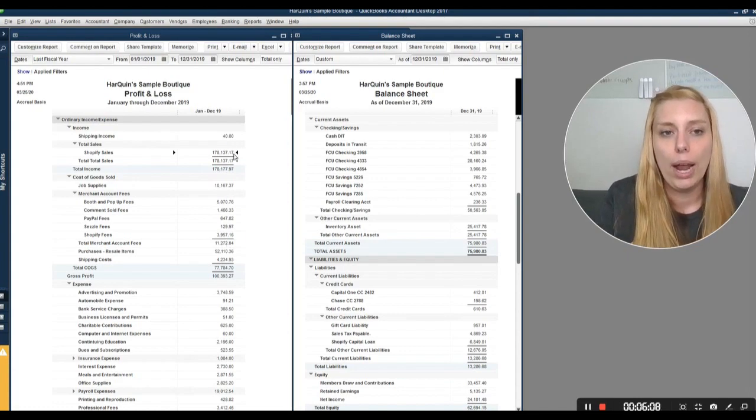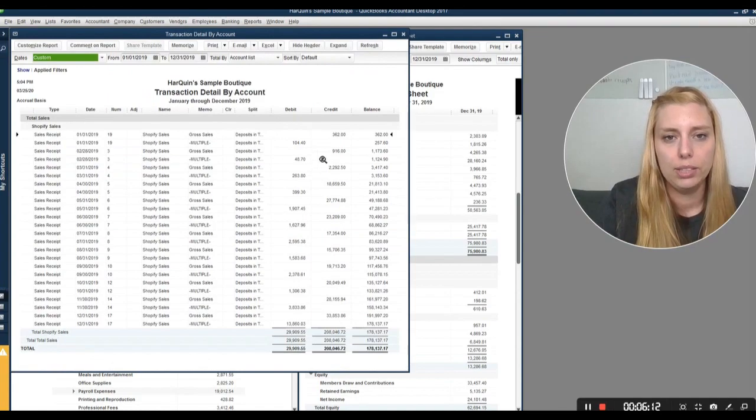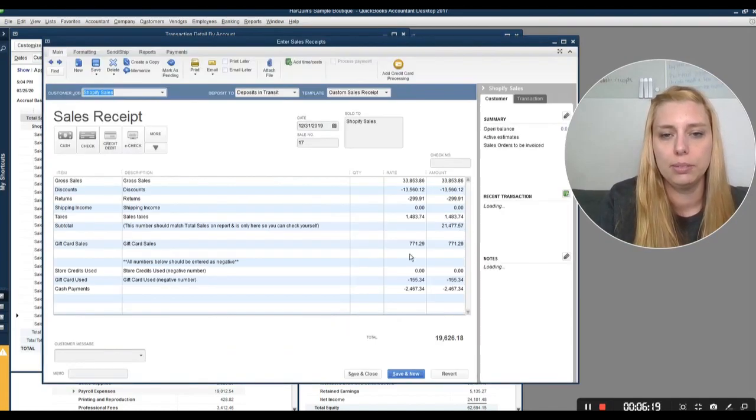Okay, so where does this number come from? Well, let's go ahead and open it up. It looks like this boutique got started in early 2019 and then progressed. So let's go ahead and open up December, because that's the biggest month.